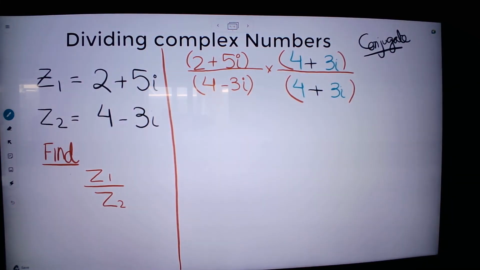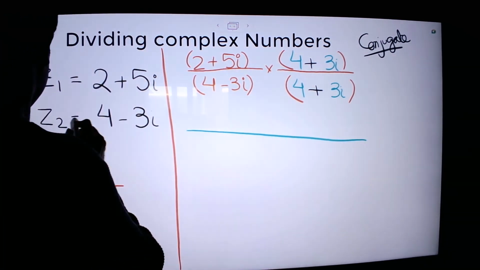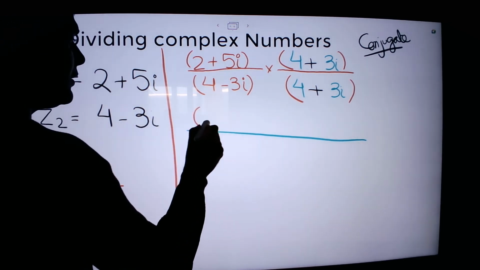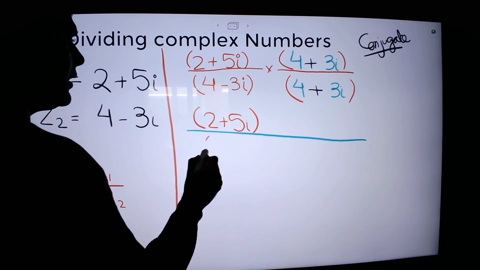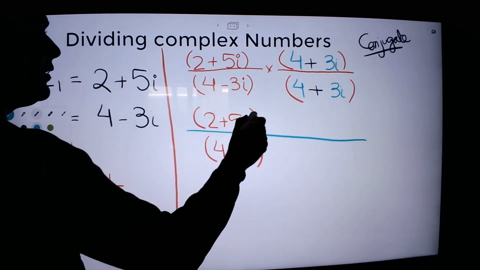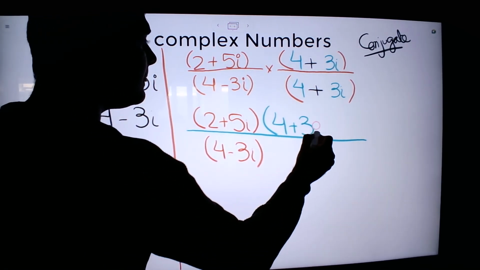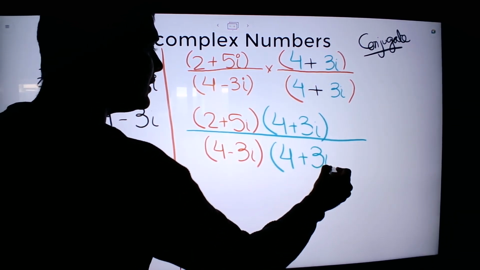Now if I go back, how do we multiply them? We multiply the numerator by the numerator, the top by the top, and the bottom by the bottom. There are two different methods of doing that. The first one, let me do the way we did earlier. So I have 2 plus 5i over 4 minus 3i, and then I multiply by 4 plus 3i over 4 plus 3i. Done, dusted.